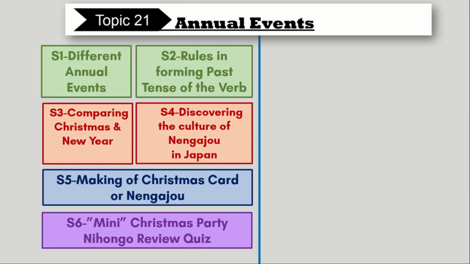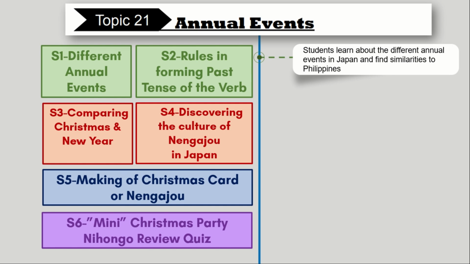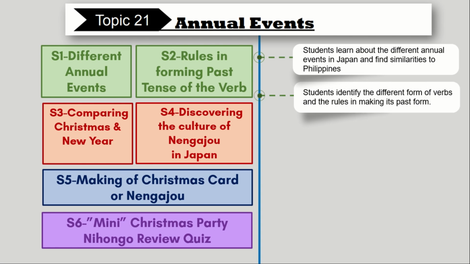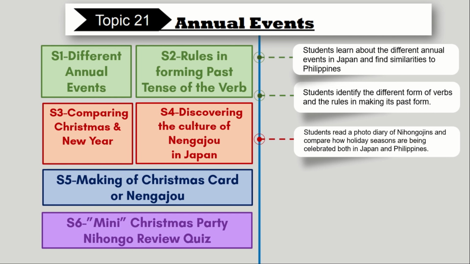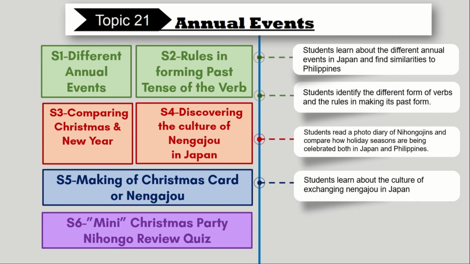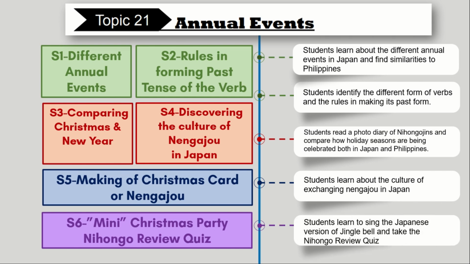From sessions 1 to 6, our students are going to learn the different annual events in Japan and find similarities to the Philippines. Students identify the different forms of verbs and the rules in making its past form. And they can also read a photo diary of a Nihongo student and learn about the culture of exchanging nengajo in Japan, and learn to sing the Japanese version of Jingle Bells and take a Nihongo review quiz. So that's it for the overview. I believe we are all set, so let's dive into the first session.